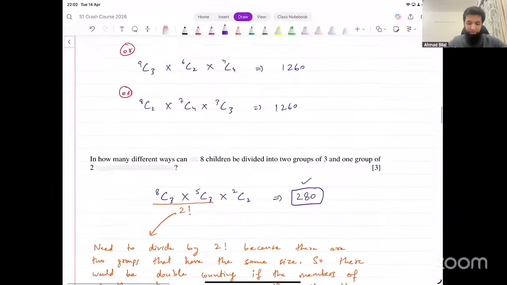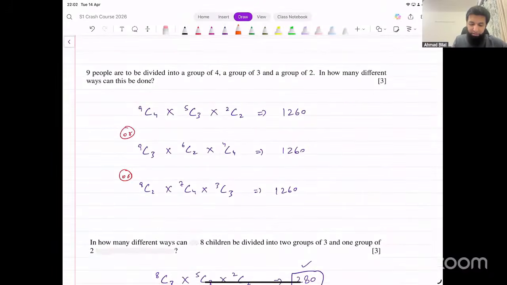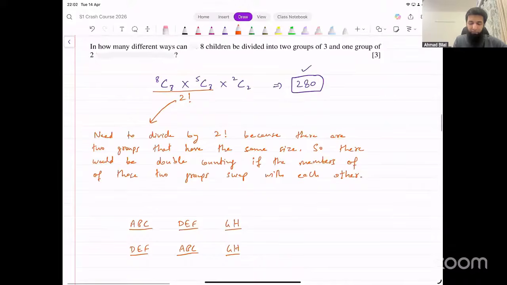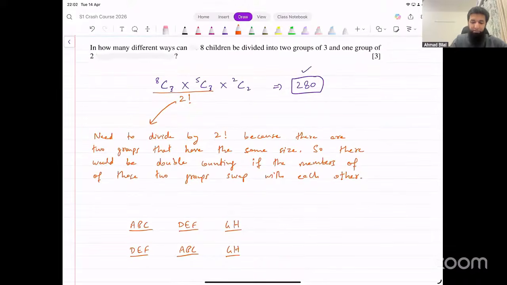In the previous case, all groups were different size. Group of 4, group of 3, group of 2. We did not have that problem there. When we have groups of the same size, whatever the number of groups that are of the same size, 2 groups of the same size, we have to divide by the factorial of that.